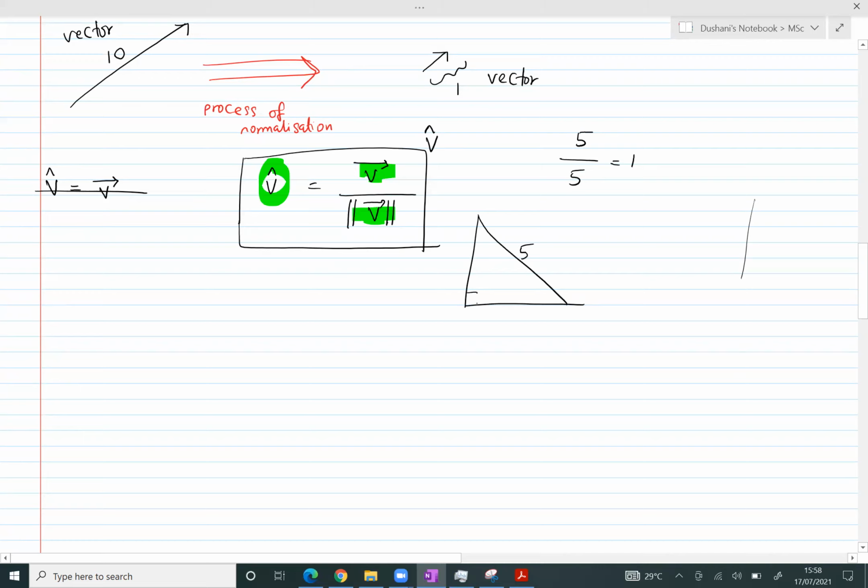Which is to say, this is my right angle triangle. These are the vectors. So when I want to normalize this, this side is 5 over 5, this side is 3 over 5, and then we have 4 over 5. This one becomes the unit vector.